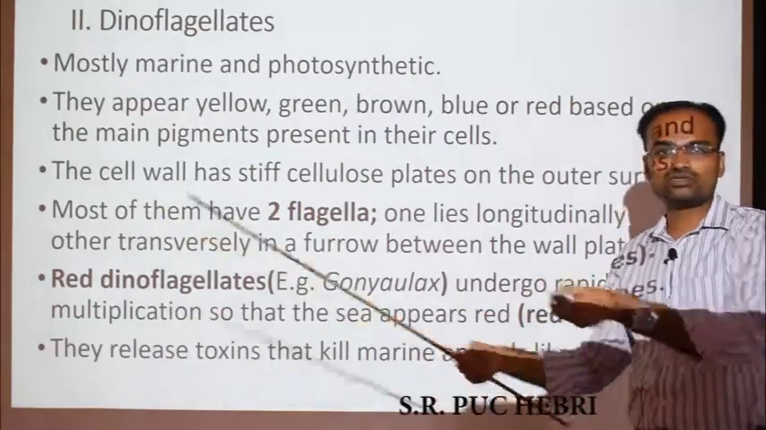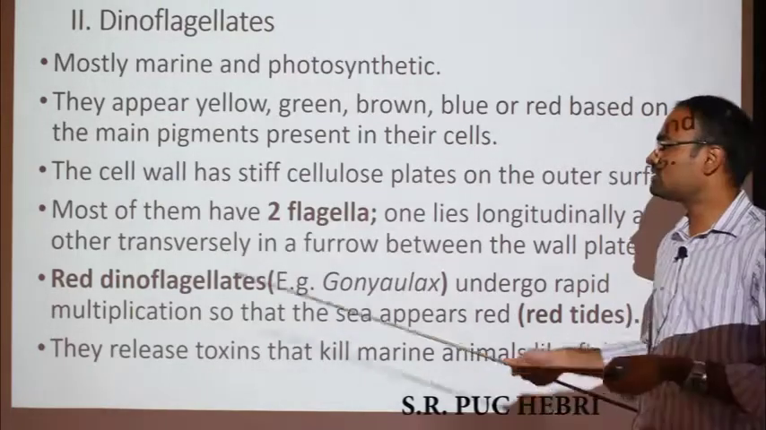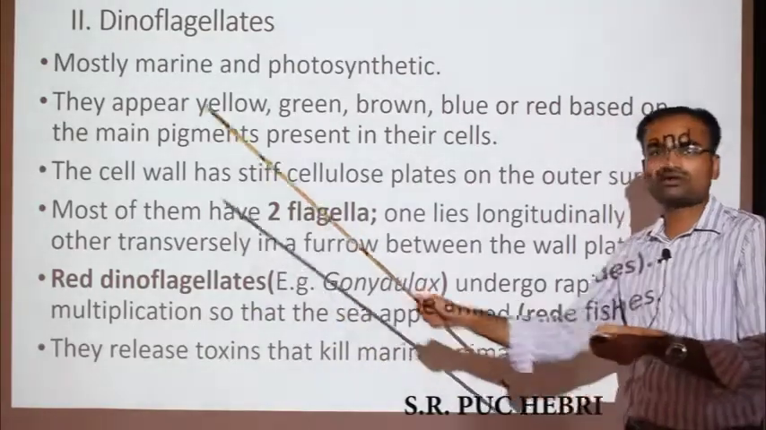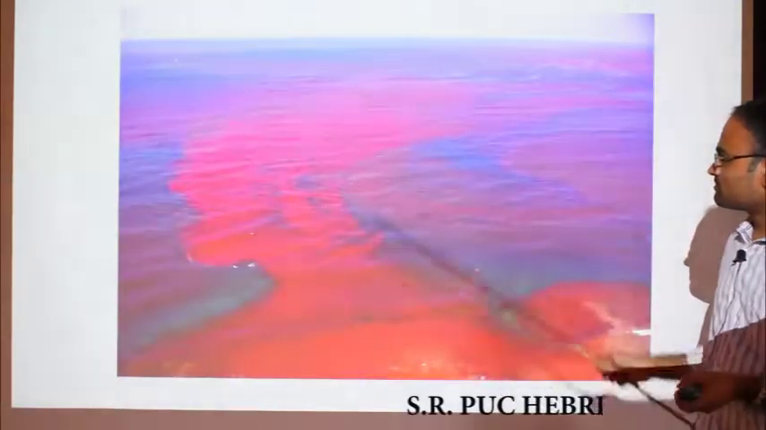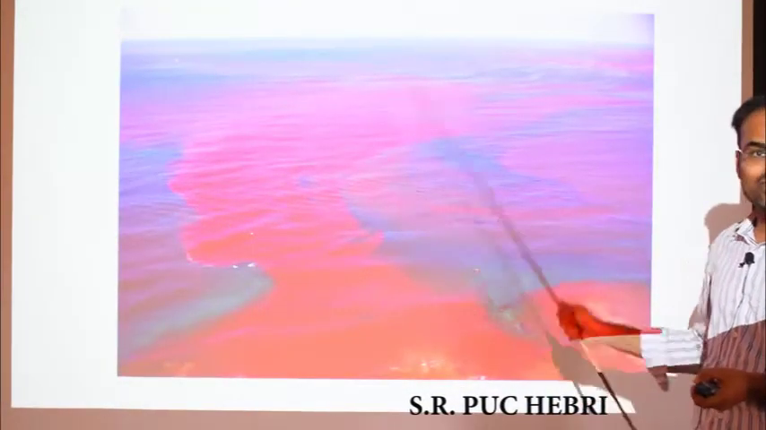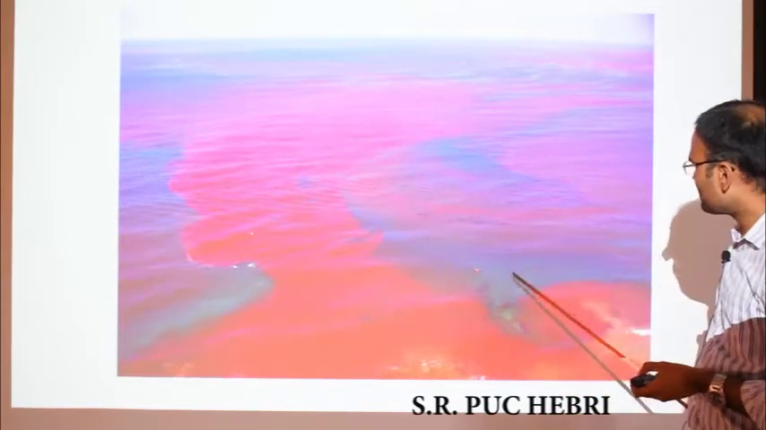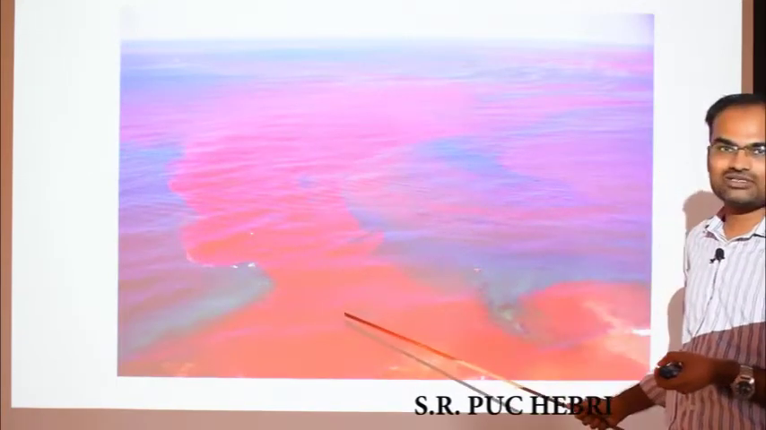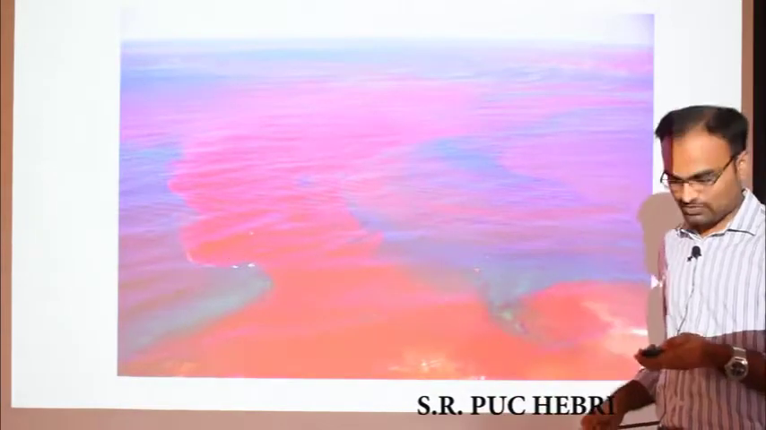The color of the ocean water is commonly blue, isn't it? But due to the increase in the number of these red dinoflagellates, especially Gonyaulax, the surface of the water appears red in color. In the diagram we can observe the aerial view of an ocean near California in USA. Here and there blue water is present, but along with that red water is also present. That is due to the larger number of Gonyaulax.